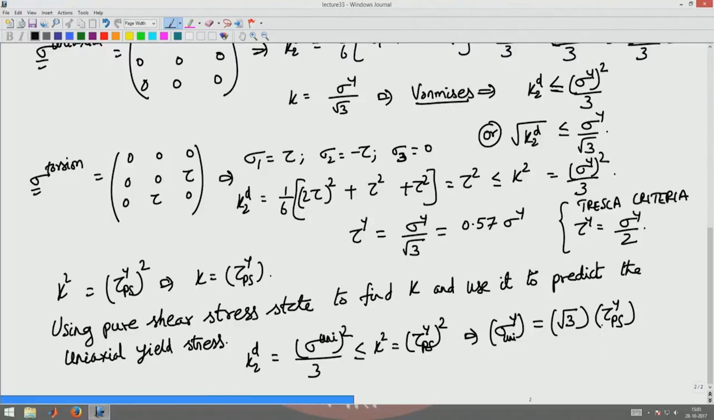Okay. Contrast this with Tresca criteria. This is nothing but 1.73 times tau y. In Tresca criteria you got sigma y uniaxial to be 2 times tau y pure shear. Okay. So, basically there is a difference between vonMises and Tresca. It might agree at some points, but there will be deviation at some other points. Okay. Next, let us understand what the other interpretations of vonMises criteria are.